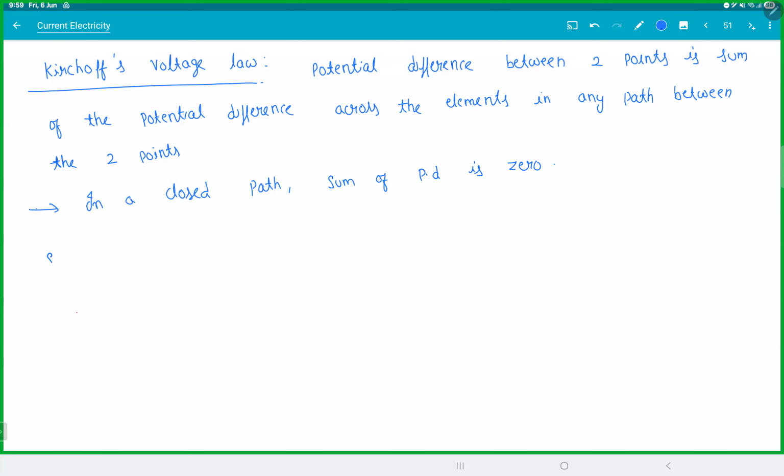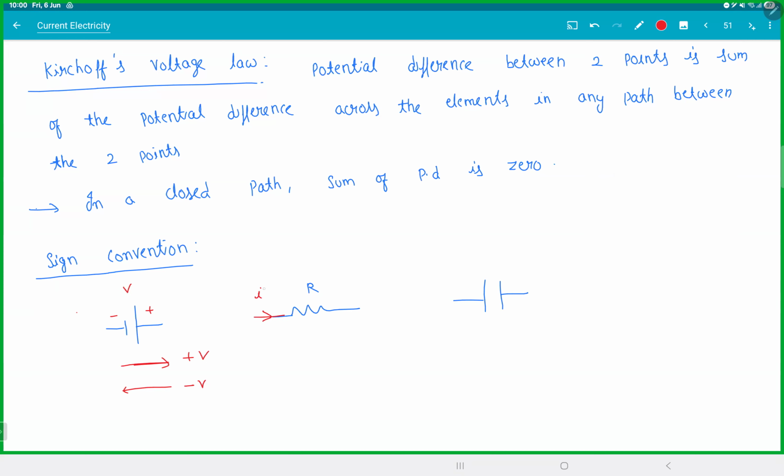Sign convention, we have done this before for capacitors. Remember, we follow a very simple sign convention. If you go from higher to lower, it decreases. Lower to higher, it increases. Simple. So if you have a battery, a resistor, a capacitor: negative terminal, positive terminal. If you go from negative to positive terminal, potential will rise, plus V. If you go from positive to negative, minus V.